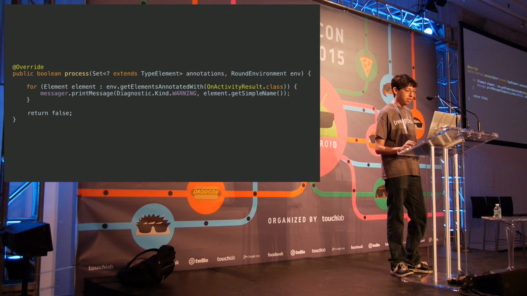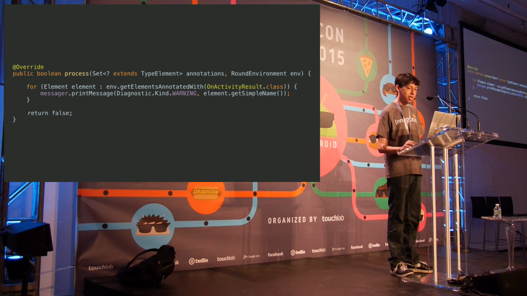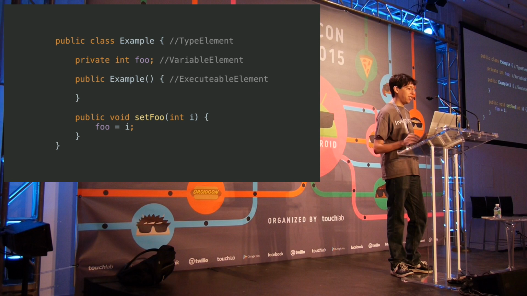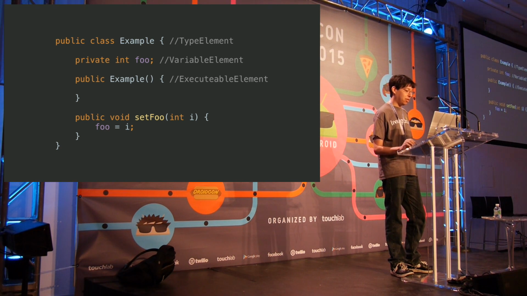I want to talk a little bit about that set of TypeElement. Element is an interface that describes every piece of code inside your classes. This is a really simple class, but it gives a good explanation of the different types of elements. A class would be a TypeElement, variables would be a VariableElement, and methods would be ExecutableElements.